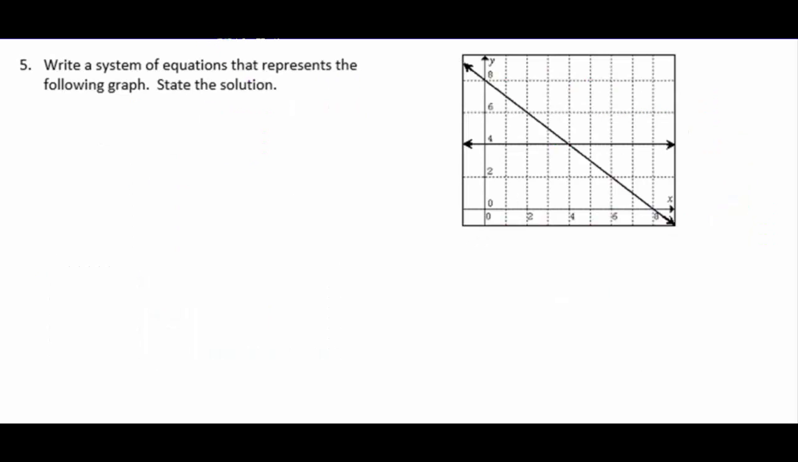Okay, this is an interesting question because it says to write the system of equations that represents this graph. So instead of giving us equations and making us graph, we're going to have to work backwards. And it does want us to state the solution. And that's the easy part, I think. We just need to say, oh, well, it's 4, 4. So we know it's the solution. Let's figure out what the equations are.